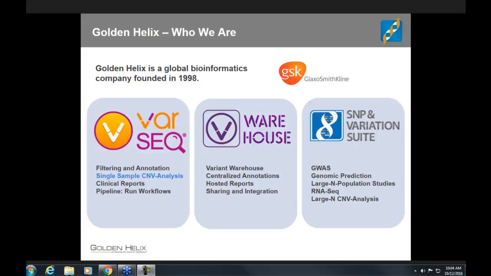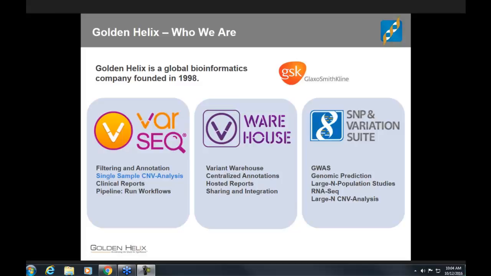And finally, we have our SNP and Variation Suite, which is our research platform for doing large N analysis. So that covers things like association studies, mixed model analysis, genomic prediction, across agrogenomics, so plant and animal as well as human. And CNVs is not a new topic to us. We have a CNV calling algorithm in SNP and Variation Suite, but it's a very different beast. It's designed around microarrays, large numbers of samples, etc.